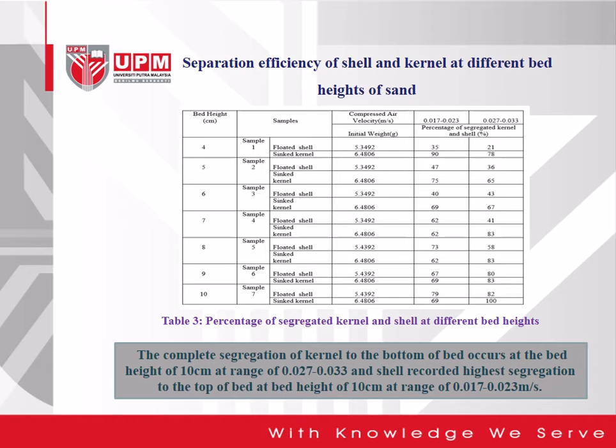And the shell recorded the highest segregation to the top of the bed, which means it moved to the top of the bed, at a bed height of 10 cm also, at the range of 0.017 to 0.023 meters per second, which is also the minimum fluidization velocity for the shell.